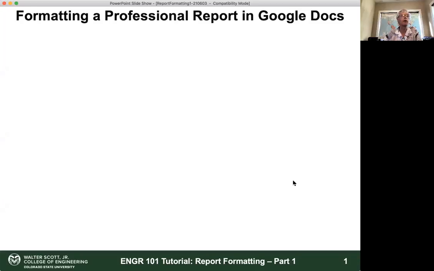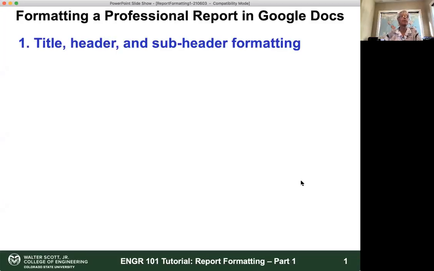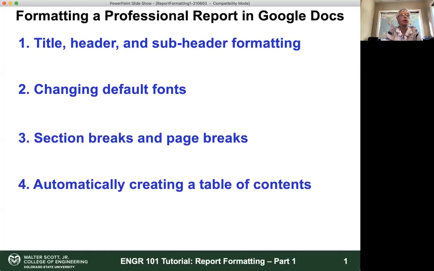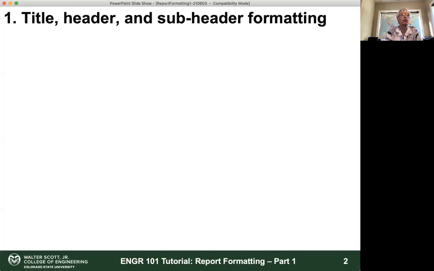So in particular, what I want to cover today is the following steps. First off, how you format the header, the title, and the subheaders in your document. Next, how to change the default fonts for any of the different types of formatting that you've put in. Next, I'll talk about section breaks and page breaks. Then I want to talk about how, if you've done the other steps above correctly, you can automatically create a table of contents. And then finally, I want to mention how to insert page numbers. So let's go through each of these.